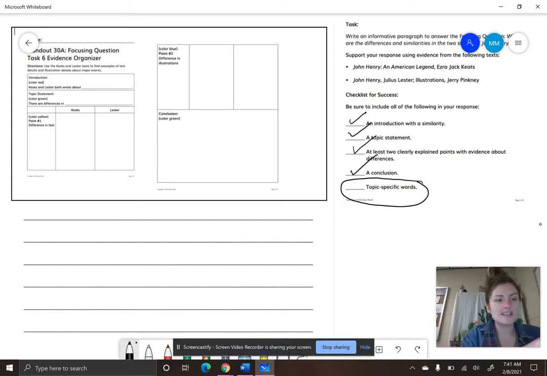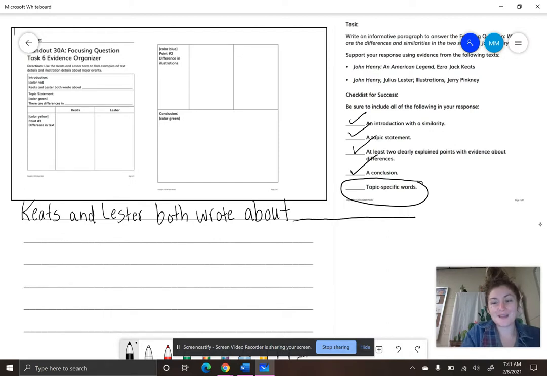Our introduction was Keats and Lester both wrote about. Who did they both write about? What were those stories about? All right, so it's going to be up to you to complete that sentence. Make sure to start with a capital letter, and those are proper nouns. Those are names of people, so those need to be capitalized, and punctuation.